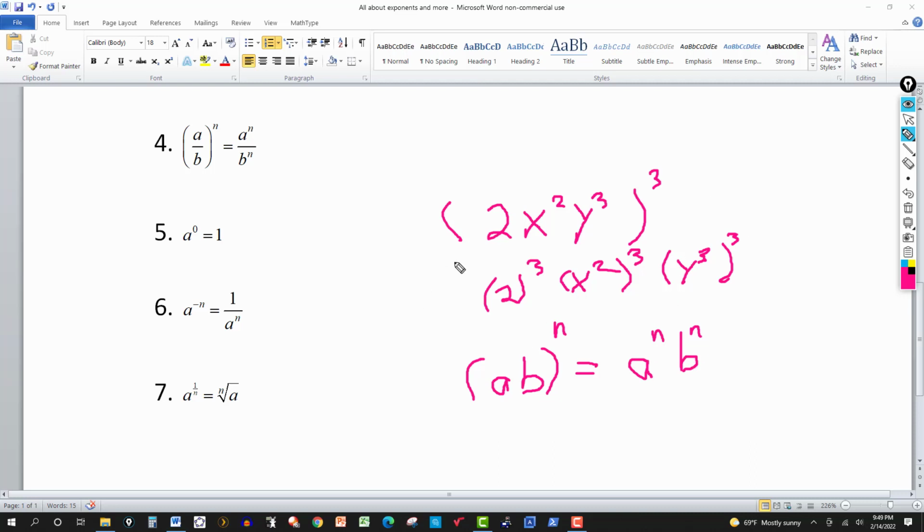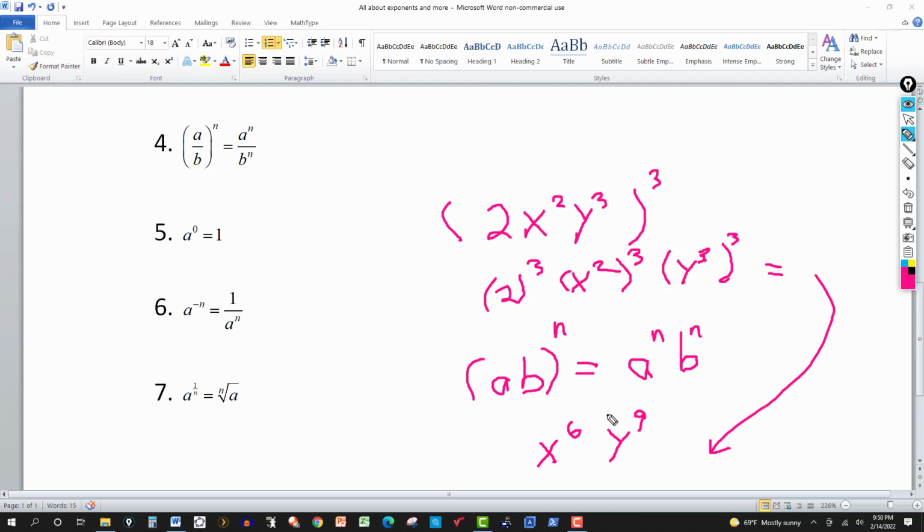So here, let me write it down over here. Let's do the variables first. X squared to the third, multiply the exponents. That's 3 times 2 is 6. So this will be x to the 6. Then this one, power to a power, multiply the exponents. 3 times 3, that's 9. This would be y to the 9th.